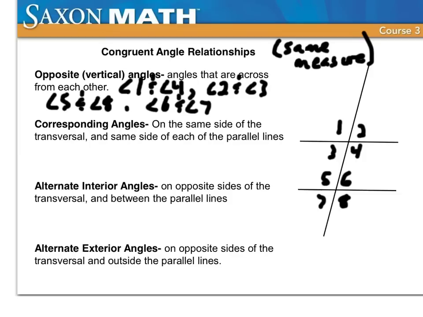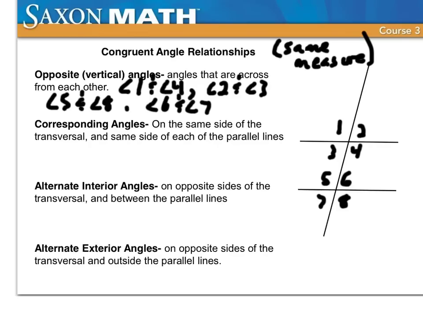Okay, corresponding angles are angles that are on the same side of the transversal and on the same side of each of the parallel lines. So again, here's my transversal. So corresponding angles have to be on the same side. So if we look at the left side over here, we have some corresponding angles. Now these are not all corresponding to each other because they have to be on the same side of each of the parallel lines.